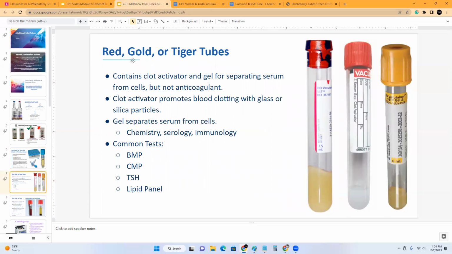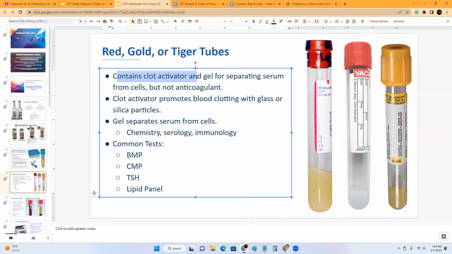The red, gold, and tiger tubes contain a clot activator and the gel for separating serum from the cells. All three of these tubes here are gel tubes. They're different sizes and colors, but they are all the same thing. They're all three SST gel with clot activators. The gel separates the serum from the cells for different chemistry, serologies, and immunology. And these gel tubes require centrifuging. They must be centrifuged within 8 hours.